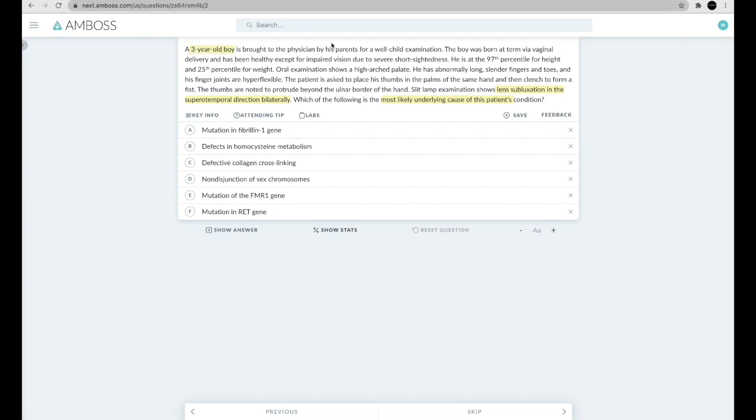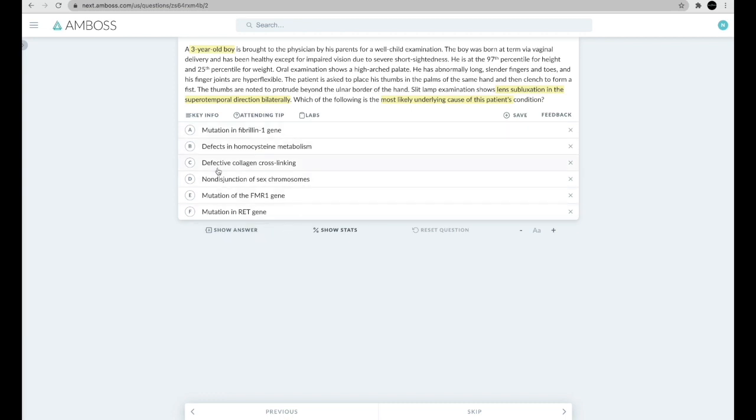A 3-year-old boy is brought to the physician by his parents for a well child exam. Guys, just by skimming these choices, I've already reached the diagnosis. Oh my god, yeah, because lens subluxation in the upward direction, not the downward direction, the upward direction, in a 3-year-old must be something hereditary, must be something congenital, right? And the choices are showing me a lot of genetic causes.